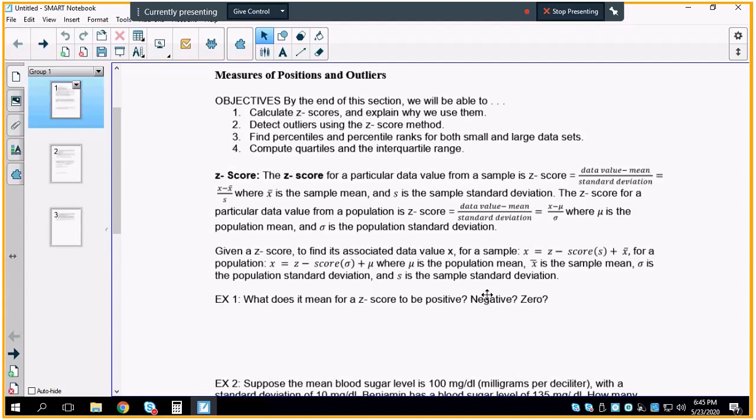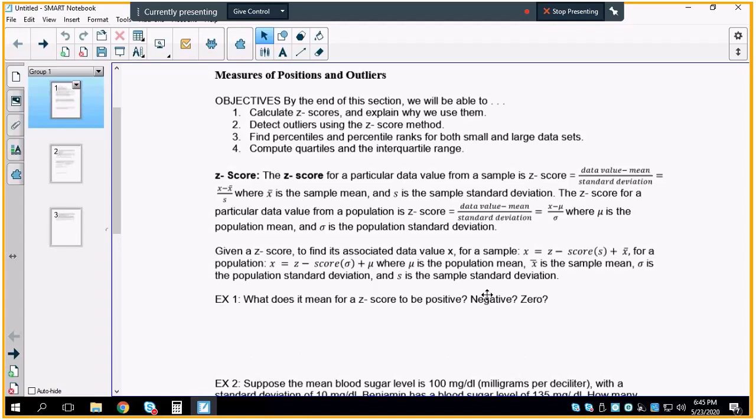Z-score is one of the most important concepts in a statistics class. So we will learn it today and probably we'll keep using it for the rest of the semester. Why z-scores? A z-score is a way of explaining the location of a data value in terms of standard deviations from the mean. Think in a little different and a little innovative way.